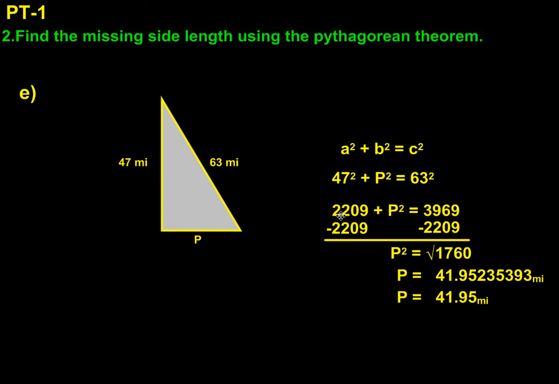So 47 squared is 2,209. P squared is unknown as of yet. And 63 squared is 3,969. If I subtract 2,209 from both sides, I get p squared equals 1,760. I need to take the square root of both sides to get rid of the exponent of 2 for p, and I get a full calculator display of 41.95235393 miles. I'm going to round that to 41.95. The 2 isn't able to bump the 5 up to a 6, so I'll leave it at 41.95 miles.